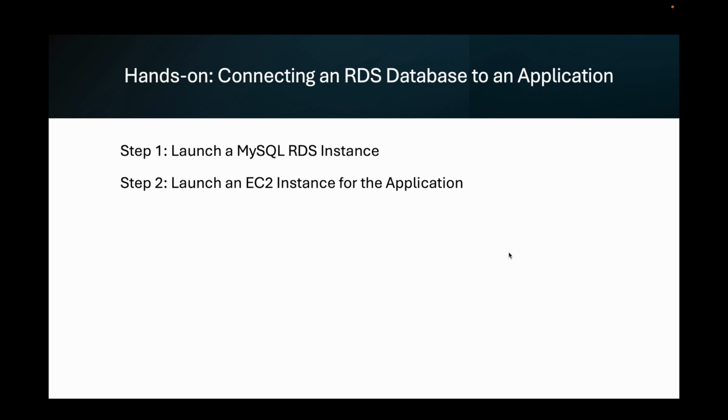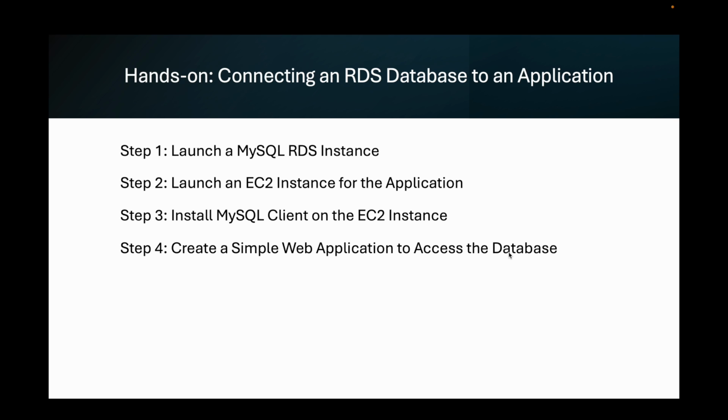Step 2 is to launch an EC2 instance for the application. And step 3 is to install the MySQL client on the EC2 instance. And finally, create a simple web application to access this database. We'll use PHP for our code to connect to it and get the database data. So let's jump into it.